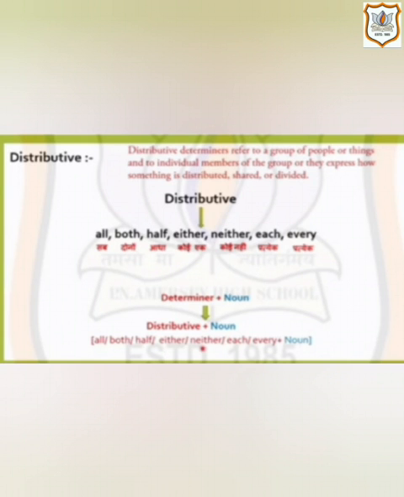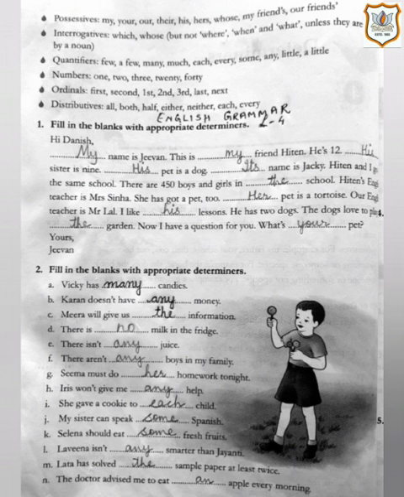And children, the last one is distributives. These determiners refer to a group of people or things and to individual members of the group, or they express how something is distributed, shared or divided. Means distribution. Distribution means division, dividing something. All, both, half, either, neither, each, every. Clear? Children, in your textbook page number 14 there are a few blanks.